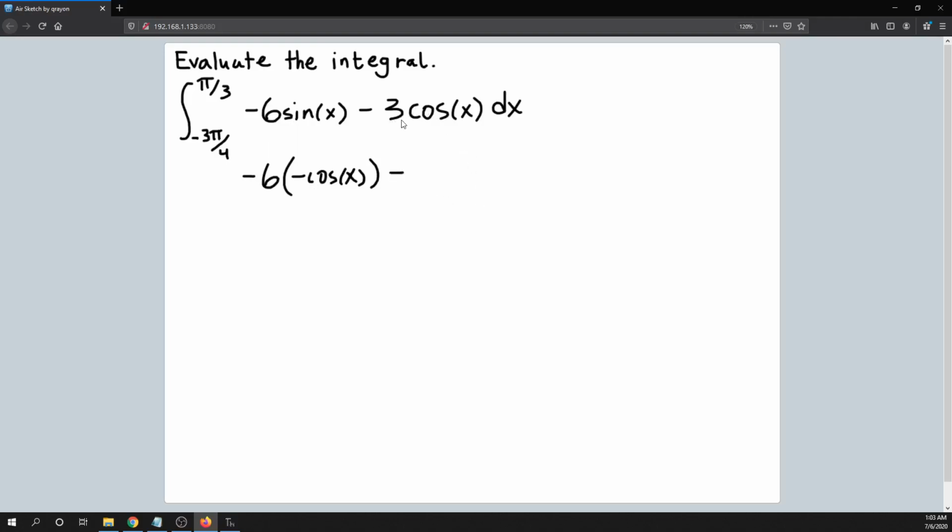Then I'm going to subtract off an antiderivative of 3 cosine x. Again, using the constant multiple rule, I will rewrite the constant 3 and then multiply by an antiderivative of cosine x, which is sine x. And then using the fundamental theorem of calculus, I am going to evaluate that antiderivative from minus 3 pi over 4 to pi over 3. Before I start plugging in those numbers, I am going to go ahead and simplify the antiderivative.